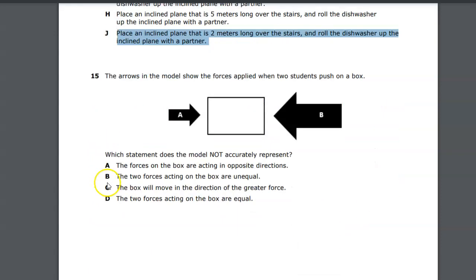All right, number 15. The arrows in the model show the forces applied when 2 students push on a box. One's pushing this way, one's pushing that way. Which statement does not accurately represent what's going on in this picture? Is it A, the forces on the box are acting in opposite directions? B, the two forces acting on the box are unequal? C, the box will move in the direction of the greater force? Or D, the 2 forces acting on the box are equal? What is not true?